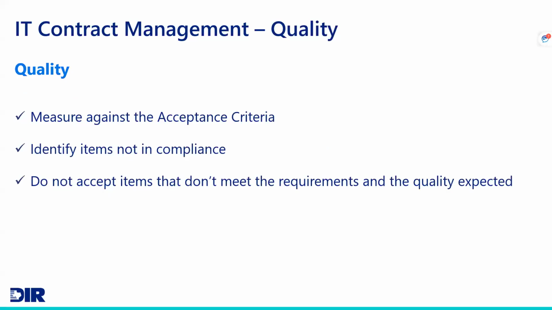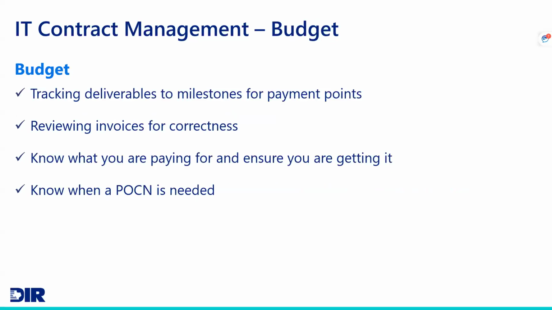Making sure you're checking quality, measuring that against the acceptance criteria. Are you getting the quality you need? Identifying any items that are not in compliance and having a plan to bring those items into compliance. So don't just accept items that don't meet the requirements and the quality that you expect, whether that's a product or a service or both.